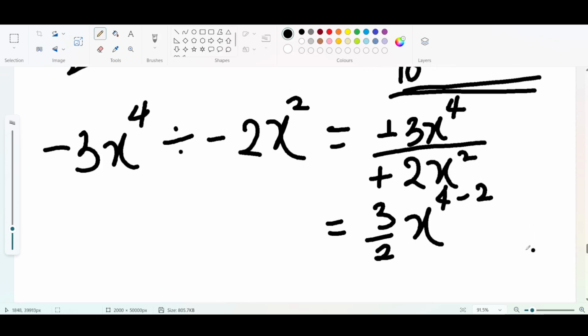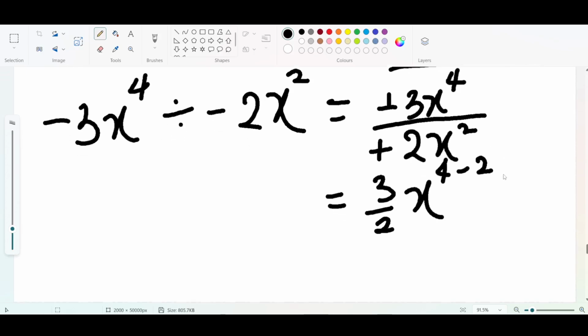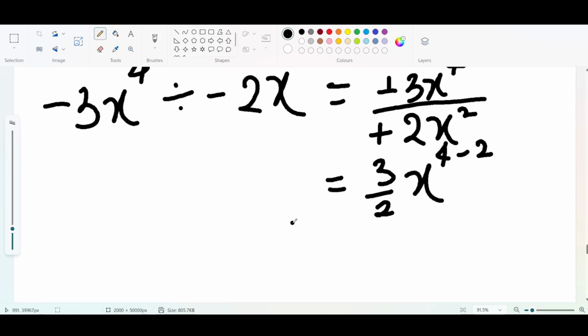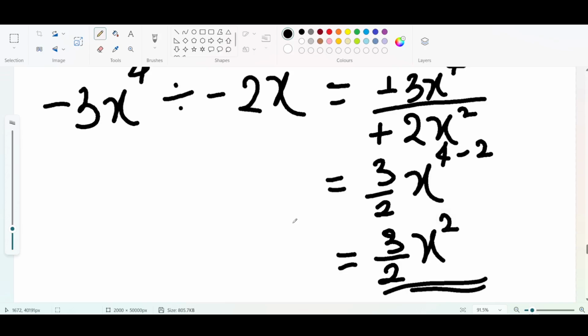So what we have done here is to subtract this 2 from this 4, because it is division that is taking place there. So at this point it's going to be 3 all over 2 x raised to power 2. 4 minus 2 is going to be 2. So this is going to be our final answer.